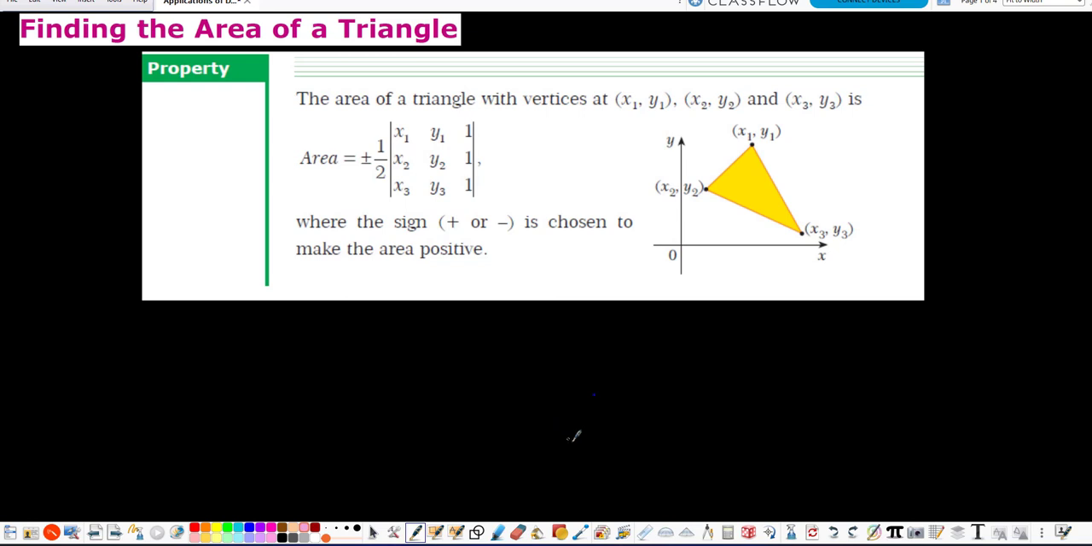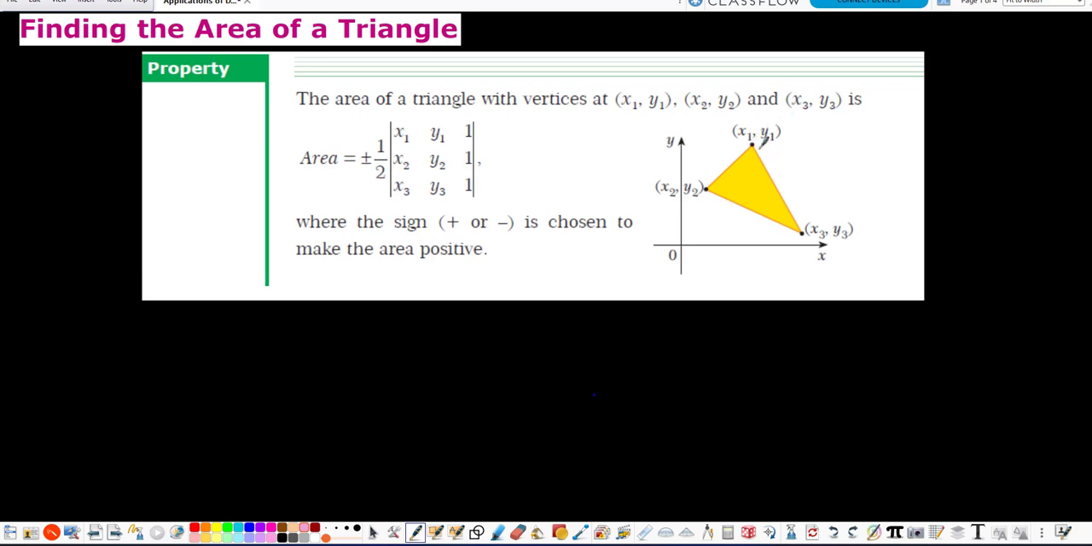Hi dear students, we are going to continue with the second application of the determinant, finding the area of the triangle. Of course it should be in the coordinate plane, and the area of the triangle with vertices x1, y1, x2, y2, x3, y3 here. We are going to define 3 points, and when we connect them, we get one triangle.